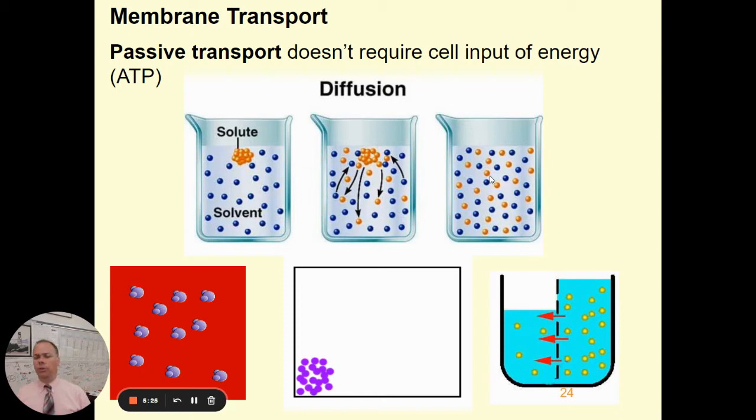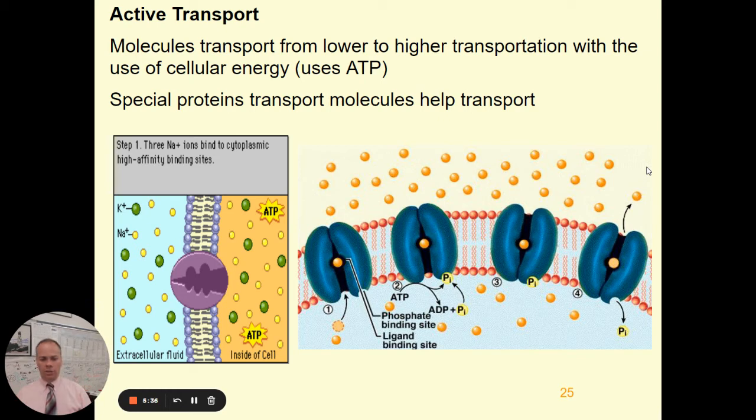Diffusion doesn't require any energy. It just happens. So it doesn't need ATP for molecules to diffuse from one part of the cell to another. They always diffuse from high to low concentration. But there are times when things need to be moved the opposite way, from low to high concentration.